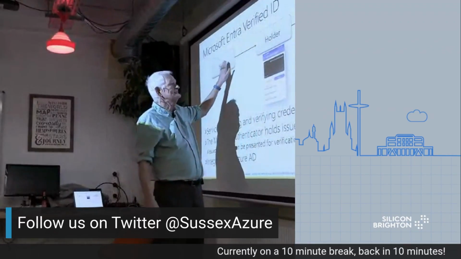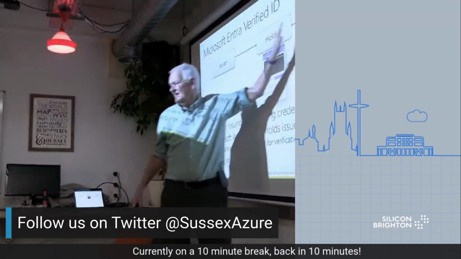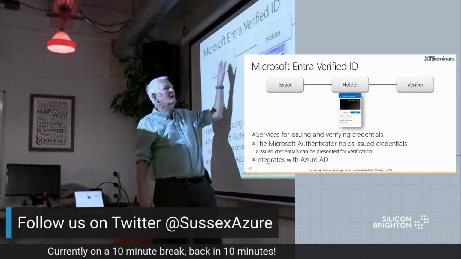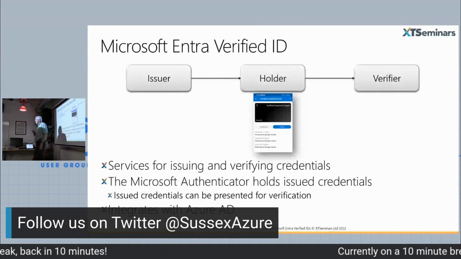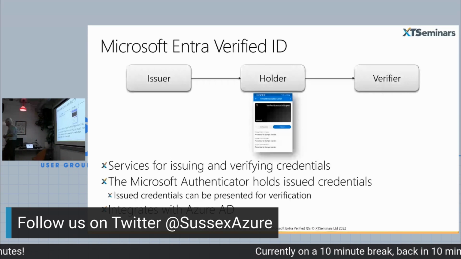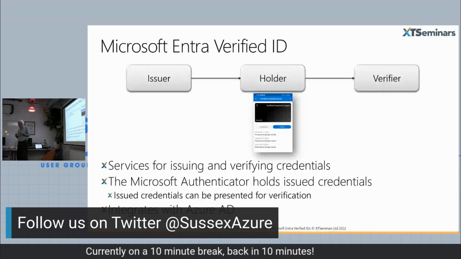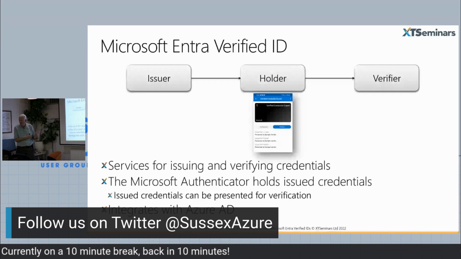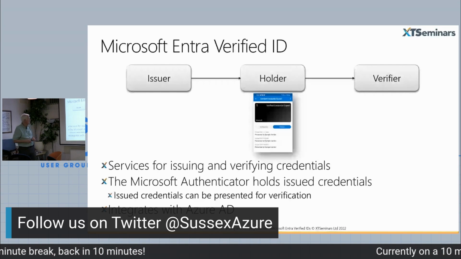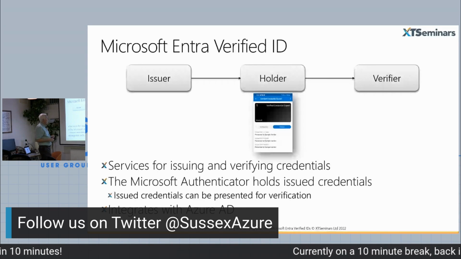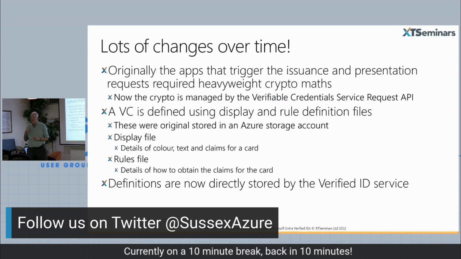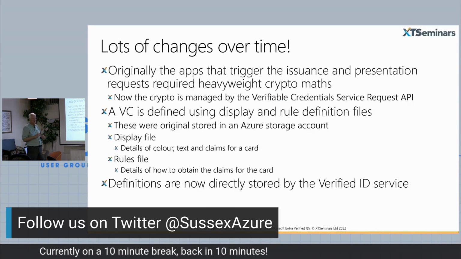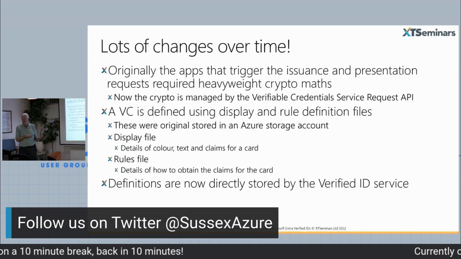So we've got this guy and this guy to deal with, this one and this one we need to deal with. This guy is in the authenticator app, but there's also an SDK for a wallet. So anyone can actually design their own wallet and use it. There is a software development kit for the wallet. Lots and lots of things have changed over time, a huge number of things from the initial conception, and I'm sure lots more things will change.